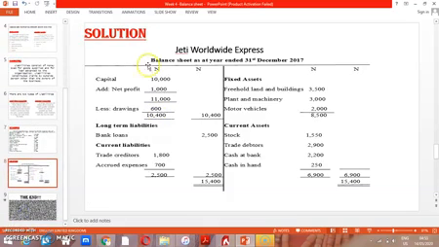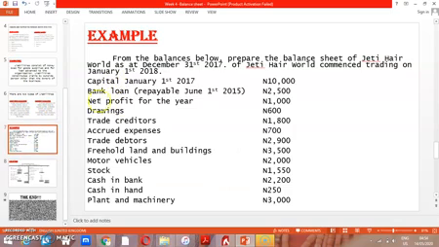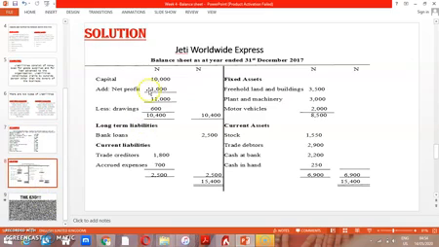Now this is the format of a balance sheet. The first thing first, on the debit side, you have your capital. Capital, you're going to add your net profit. Net profit for the year is 1,000 naira. So you add your net profit, and the sum will be 11,000 naira.